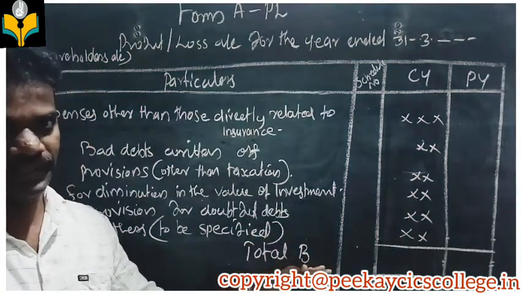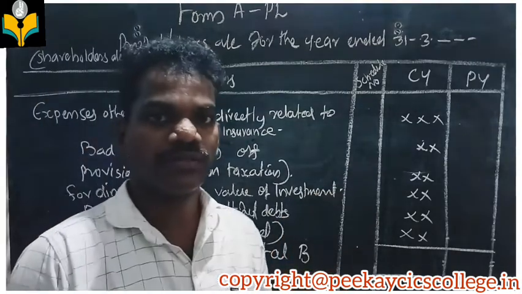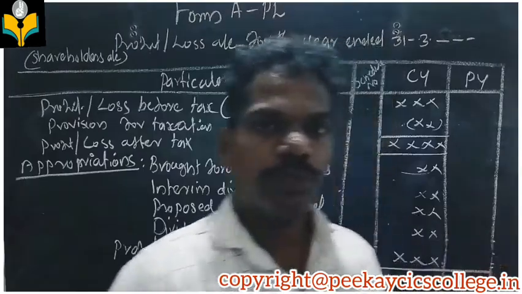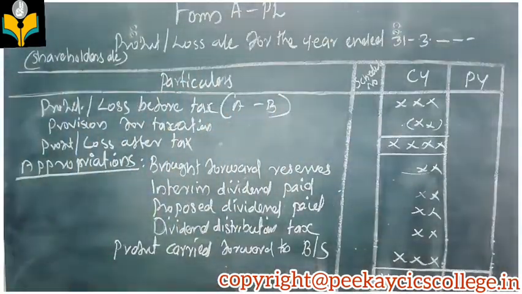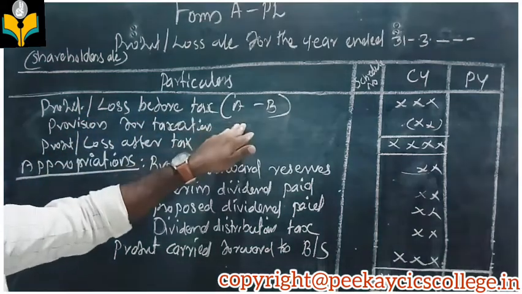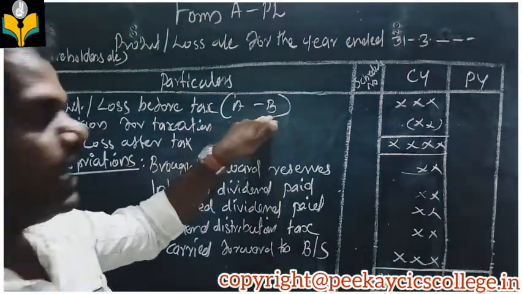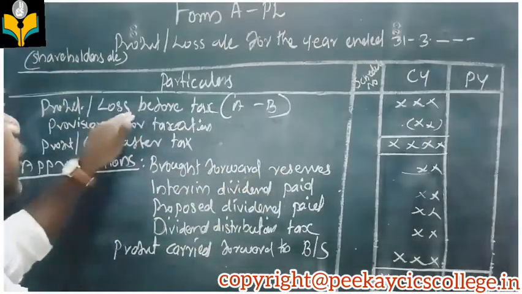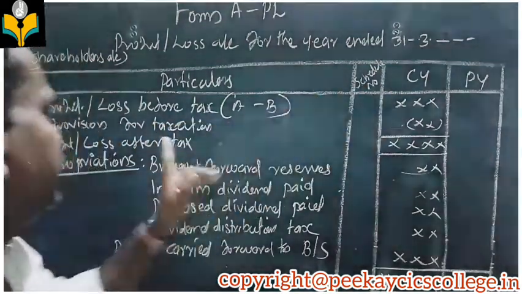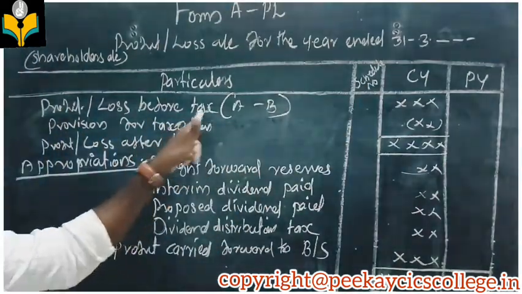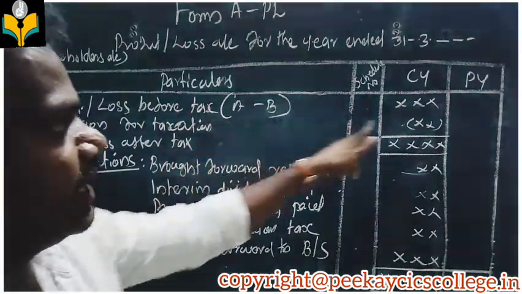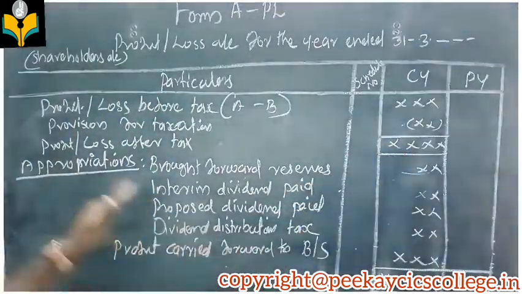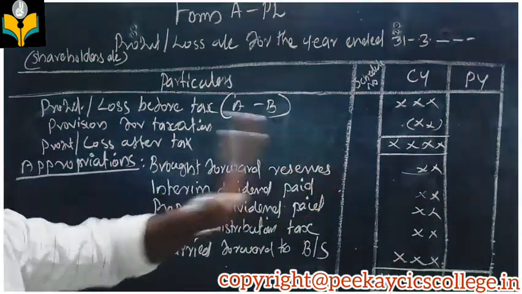Then total B. Then total A, incomes. Then total B, all expenses. The last part of profit and loss account: profit or loss before tax. That means A minus B. A is the total of income, B is the total of expenses. Then provision for taxation, that is the tax. Provision for taxation should be deducted from profit before tax. Then we will get the actual profit or loss, that is profit or loss after tax.